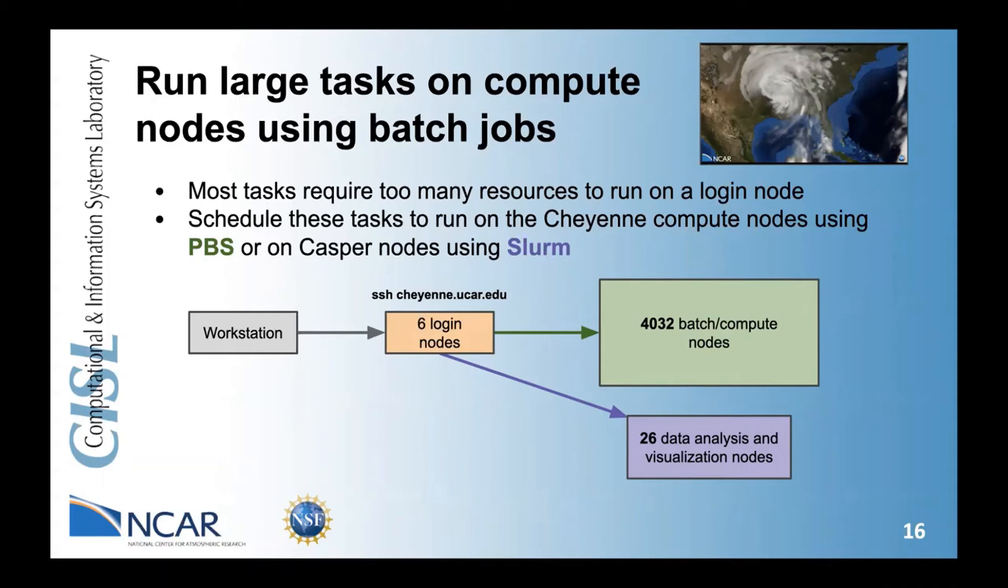You also have, from the Cheyenne login nodes, access to the Casper nodes. So you can submit jobs via Slurm on Cheyenne to run on Casper. So that's why there's that purple arrow pointing to the 26 DAV nodes as well. So both those things are able to be scheduled from Cheyenne. And then you can also schedule jobs from the batch nodes themselves. You can use Slurm to submit a job to Casper.